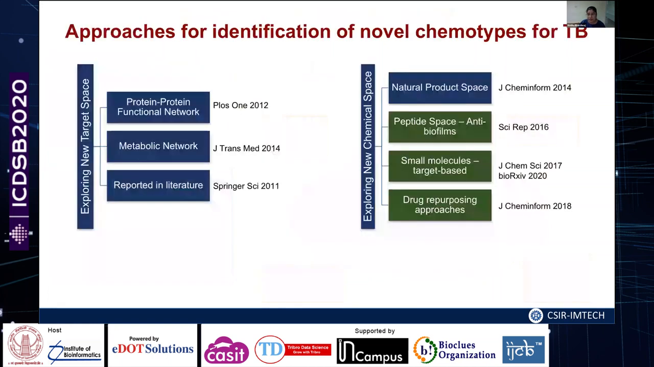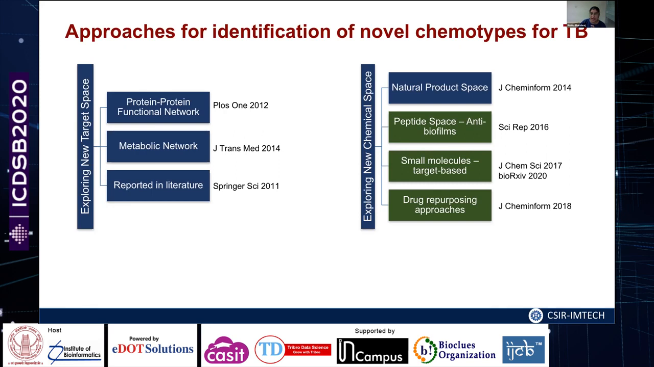And my lab has been engaged in approaches for identification of novel chemotypes for quite some time now. We take two independent approaches. One is how do we explore new target space, because you need to have new mechanisms, as well as exploring new chemical space. So what I thought today, and if time allows, I'll try to quickly cover it. There are various applications. Because the conference is on data science in biology, I thought I'll try and cover multiple methods that our lab applies and also several labs in the world apply.